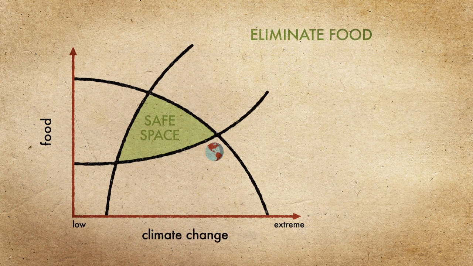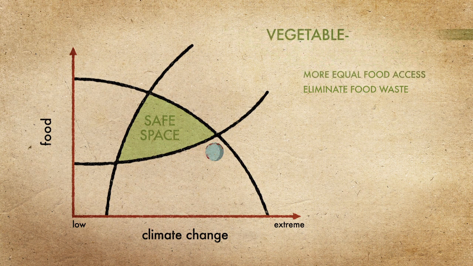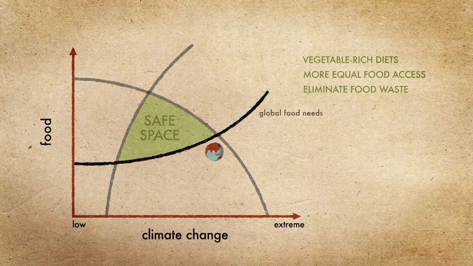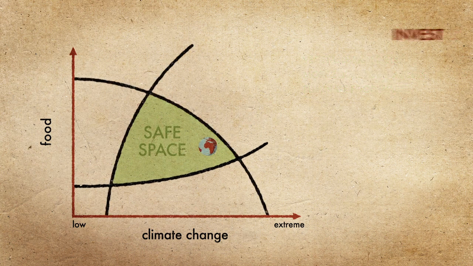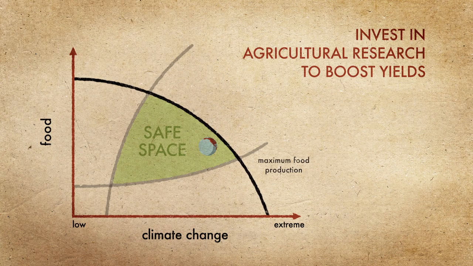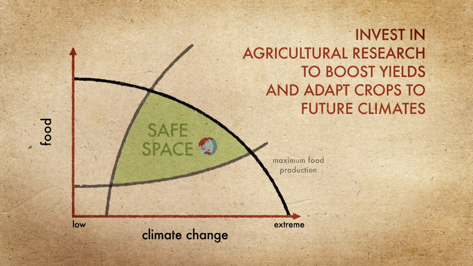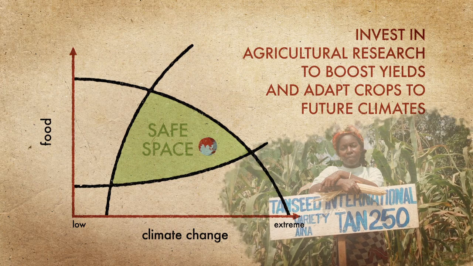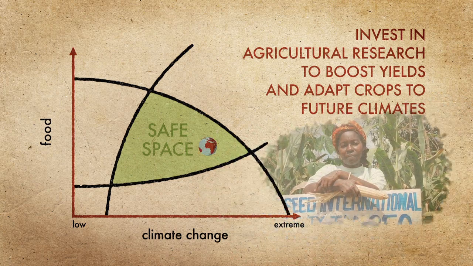First, by eliminating waste in the food chain, increasing equity in access to food, and shifting to vegetable-rich diets that demand fewer resources, we can reduce the amount of food we need. By investing in agricultural research and development, we can increase the amount of food we grow. We can also expand the safe space by adapting cropping systems to hotter climates through innovations such as improved crop genetics and careful matching of crops to environments.